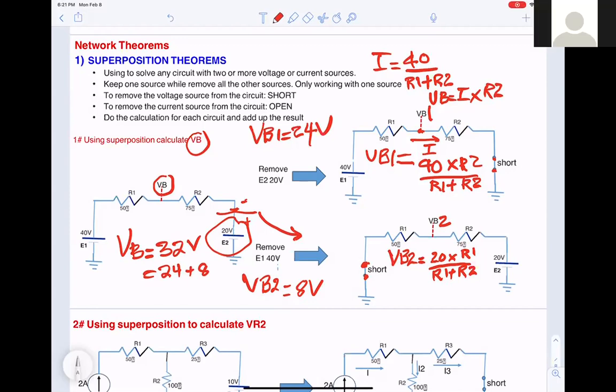Then the current is 0. Which one? What is it? You're talking about VB1 or VB2?